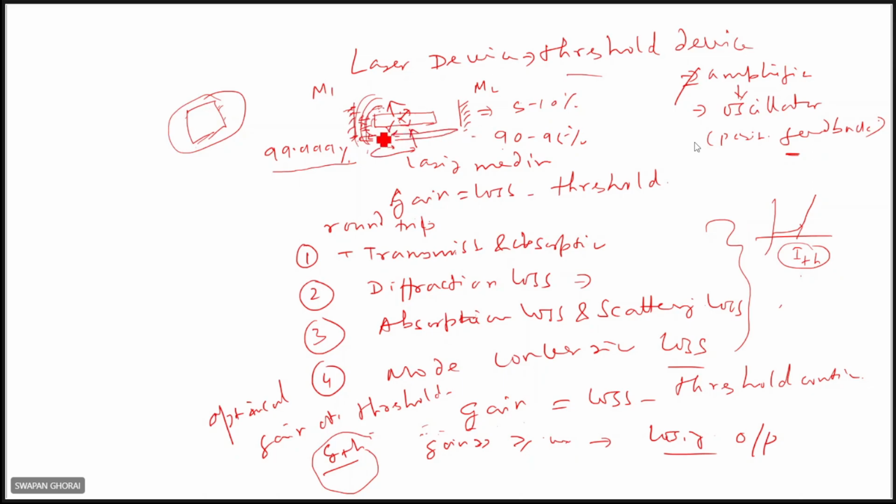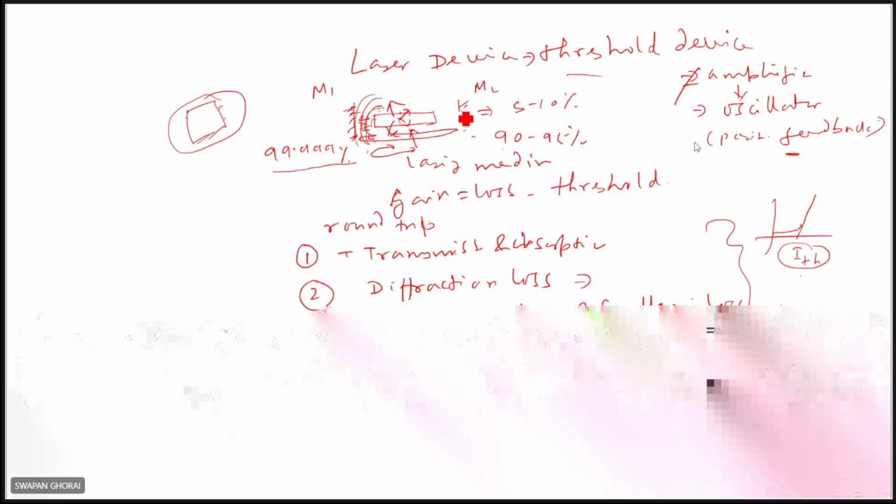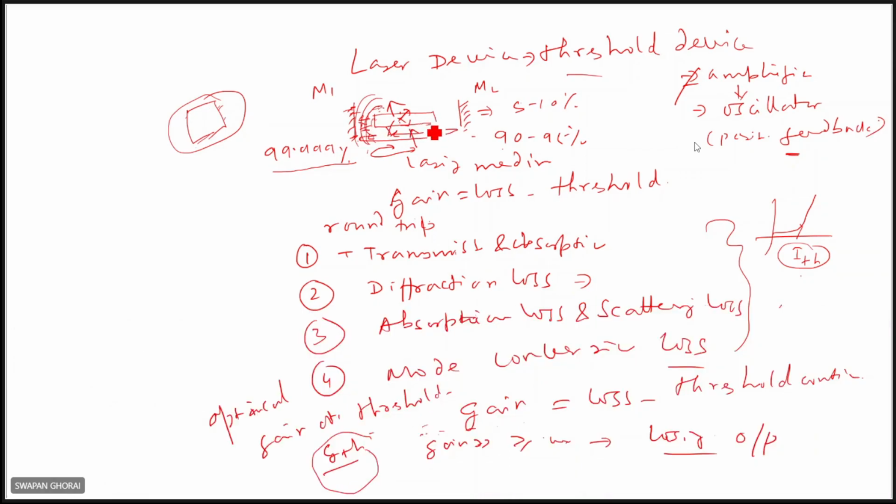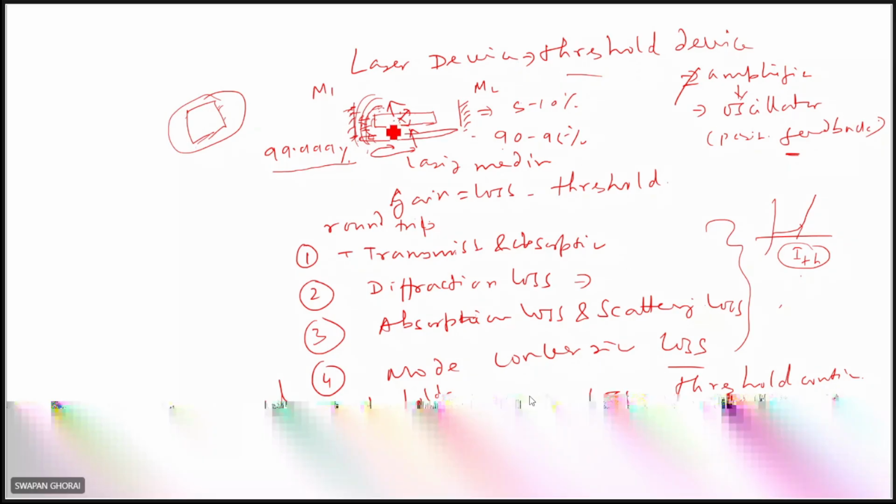But when this light travels back and forth, that means feedback is there. You see, it is fed back into the lasing medium. So whenever such a feedback mechanism is there, there will be gain and there will be loss. What is the gain? Gain is provided by this medium because photons are emitted. That is the gain. And what are the losses? Loss will be due to the mirrors, due to the medium, and due to the mode conversions.